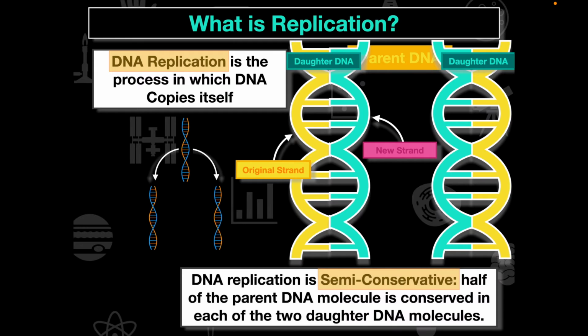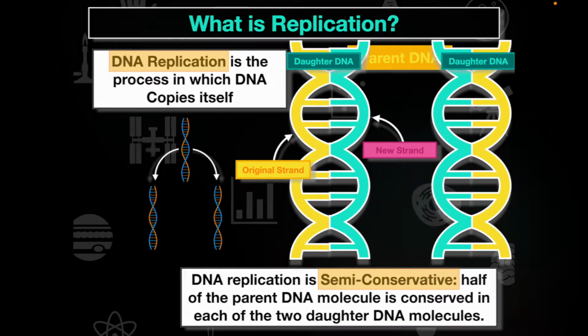So we're going to introduce a concept here called semi-conservative. This is where half of the parent DNA molecule is conserved in each of the two daughter DNA molecules. We have our original strand and our new strand, so a semi amount or part of that DNA is original, conserved, and part of it is brand new.